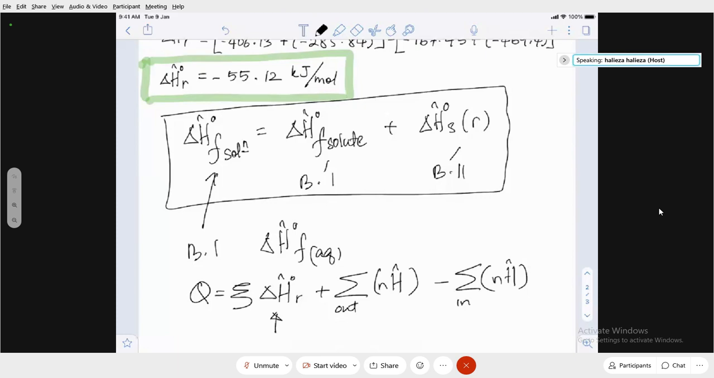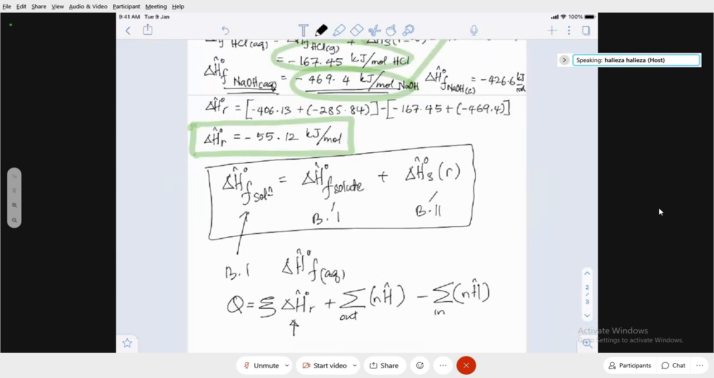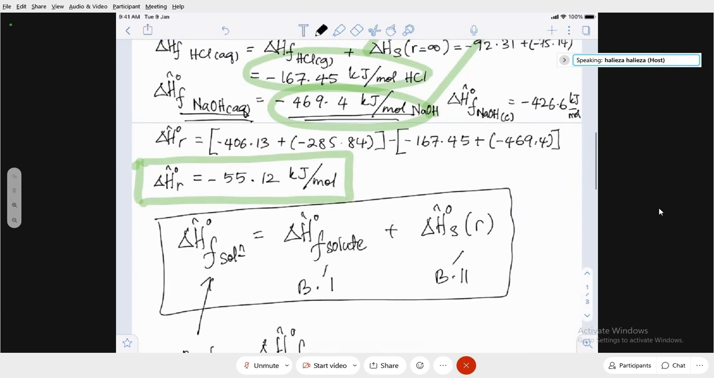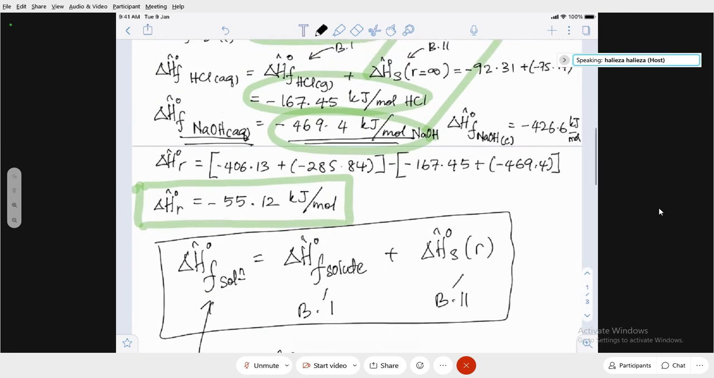Any questions on this example, part A? Any questions? No questions? I hope everything is clear. Do not get confused by my mistake just now.